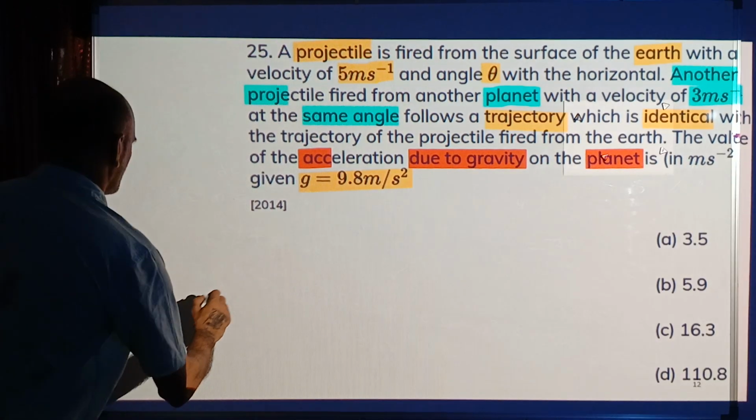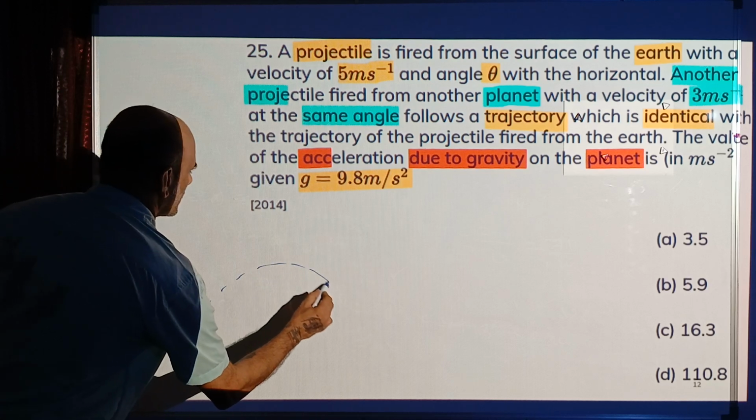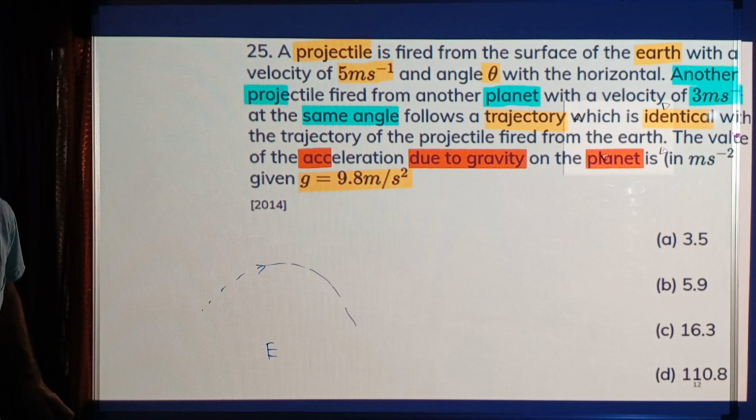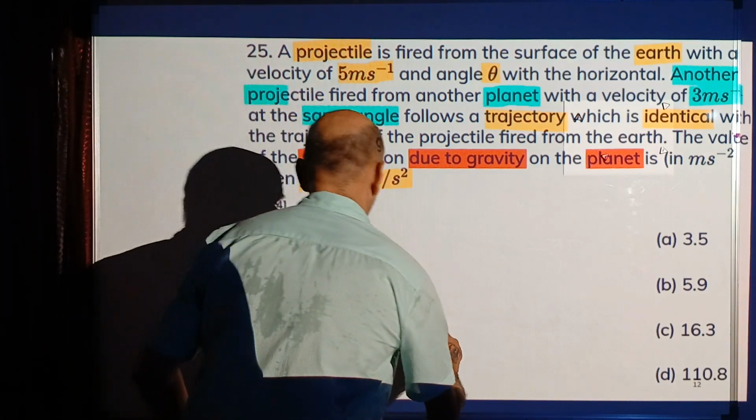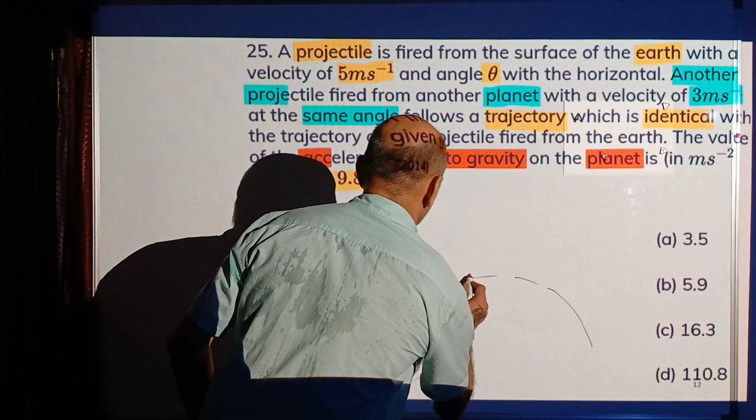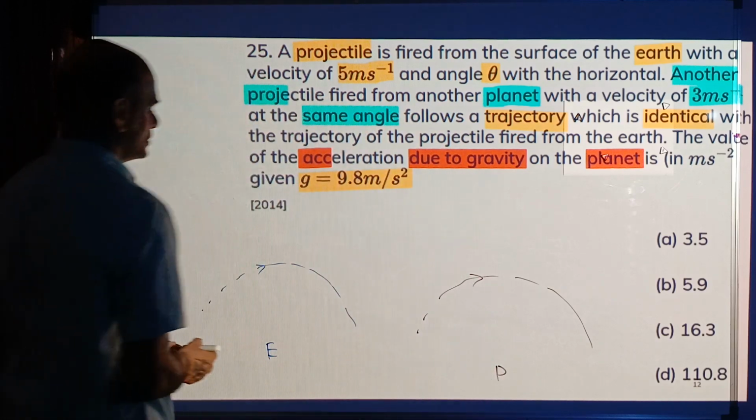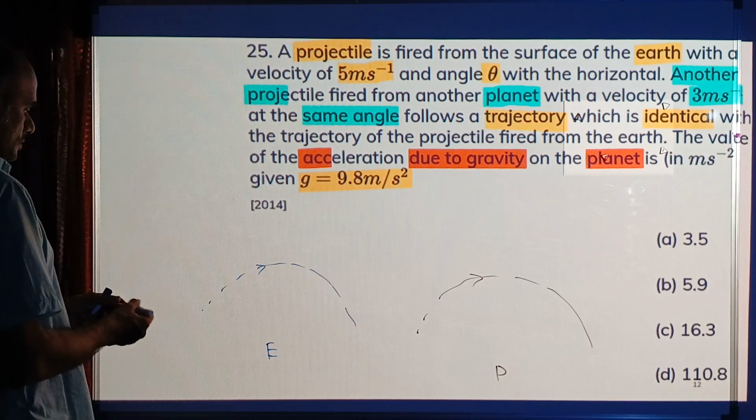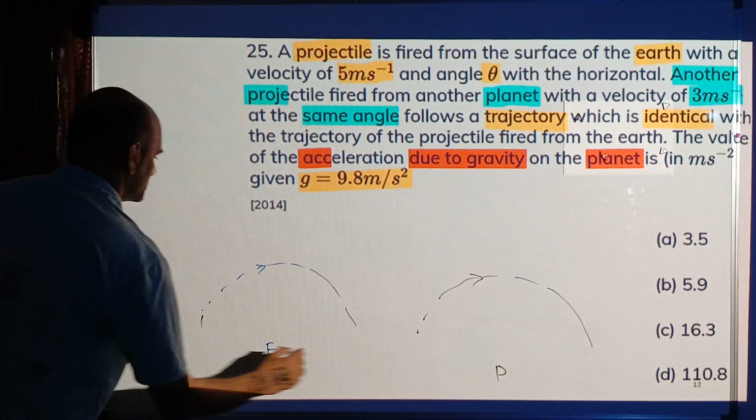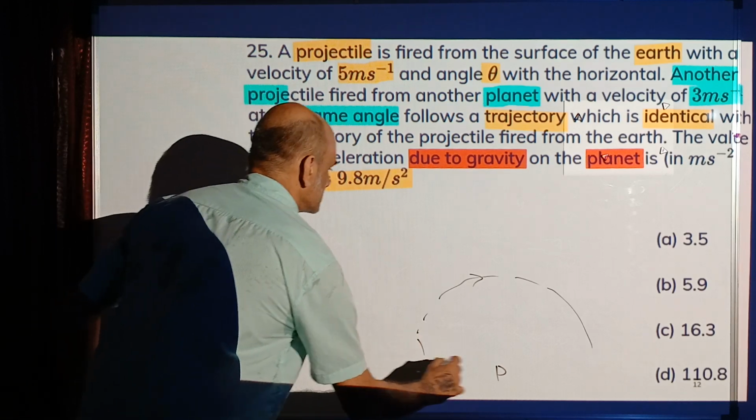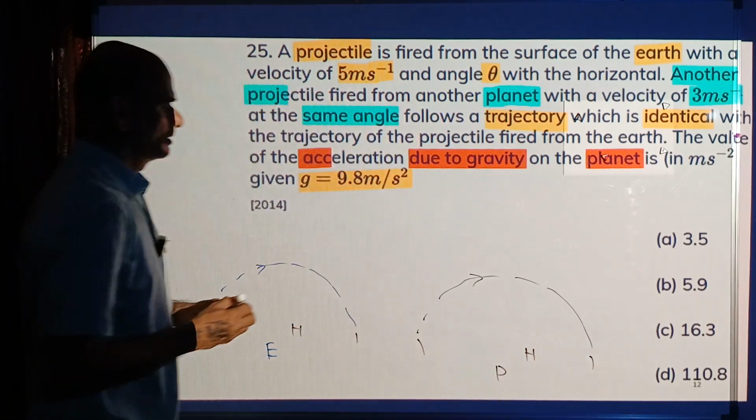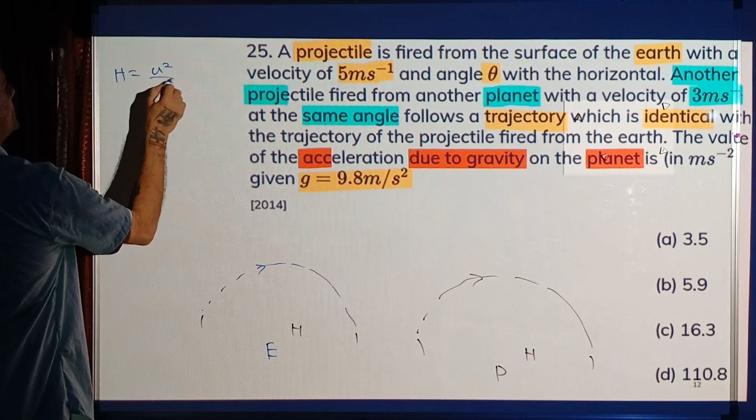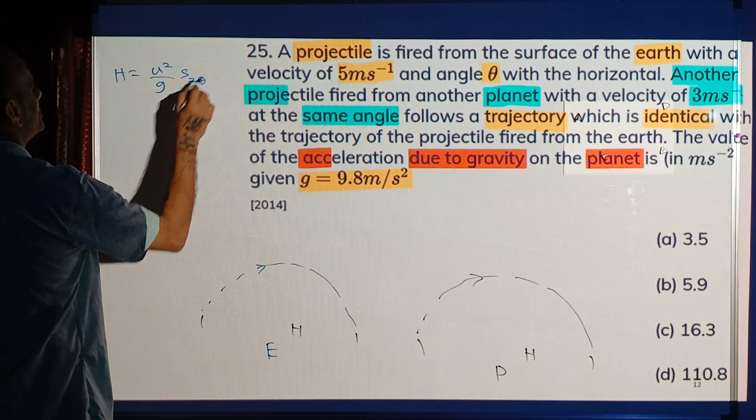So projectile motion will look like this. See on Earth. On the planet also, it's exactly the same. So if I keep this on top of this one, it will be exactly matching. So one of the things that should match is the horizontal range. Here the horizontal range is H. Here also the range should be the same. And the formula for horizontal range is u square by g sine 2 theta.